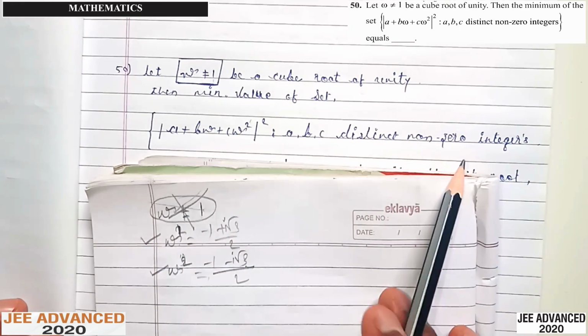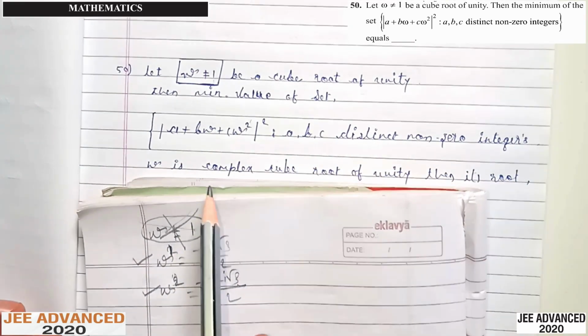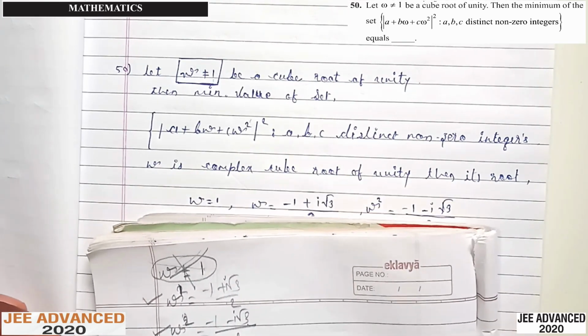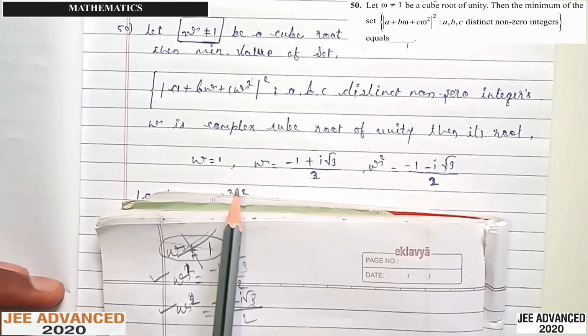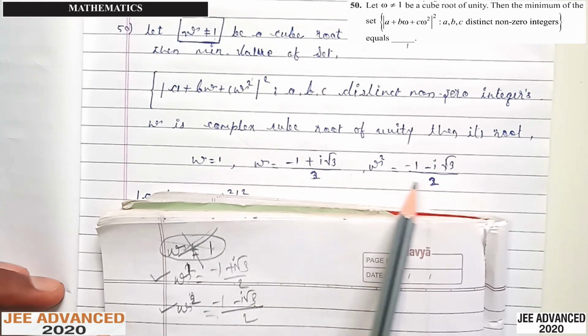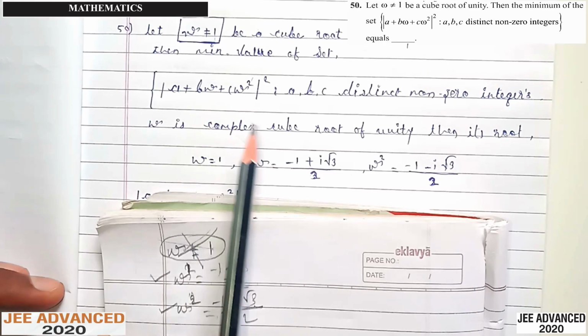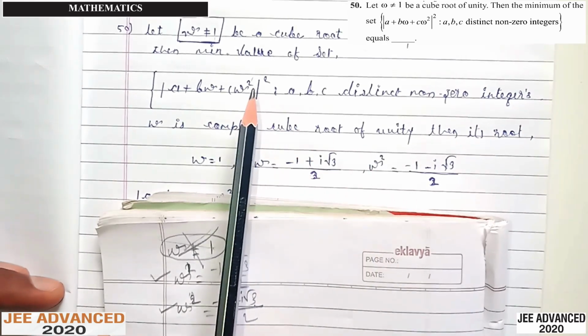Okay, a, b, c are distinct non-zero integers, and omega is the complex cube root of unity. So if omega is a complex cube root of unity, we have here 3 roots: 1, omega, and omega square. Now put these values omega and omega square in our modulus.